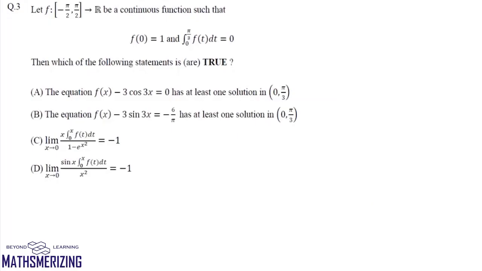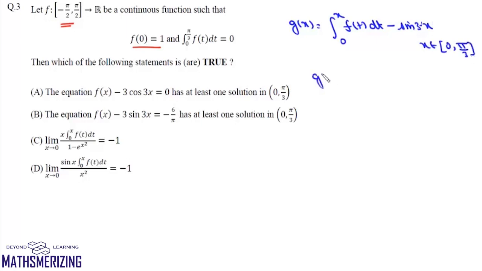Now the question is, we are given this function f defined from minus pi by 2 to plus pi by 2, and f(0) is 1, and this integral from 0 to pi by 3 of f(t) dt is 0. Now which of the following options is or are correct? What we'll do is assume a function g(x), which is this integral from 0 to x of f(t) dt minus sin 3t, in the interval x belongs to 0 and pi by 3.